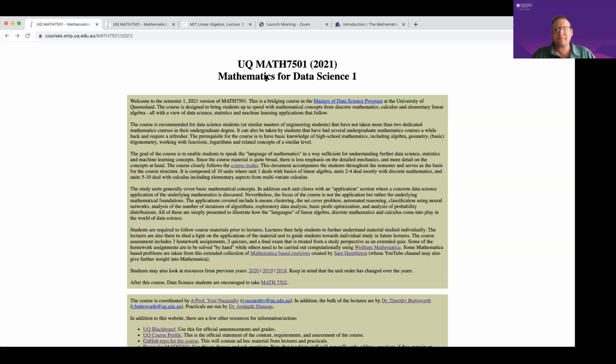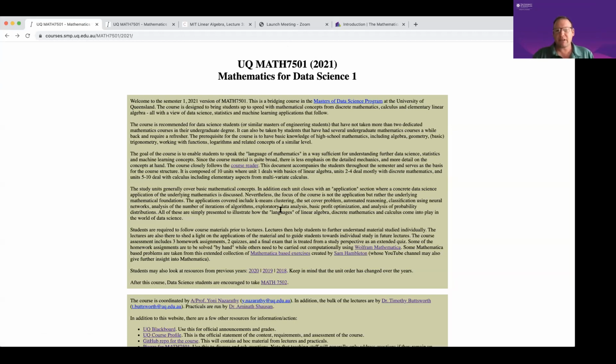Okay, so this is one of 4 bridging courses in the Masters of Data Science. We've got Math 7501 and next semester Math 7502. There's also a programming course, and there's a database course. These are the bridging courses.